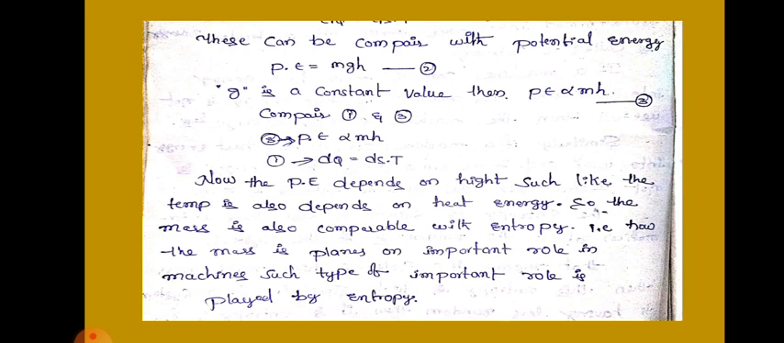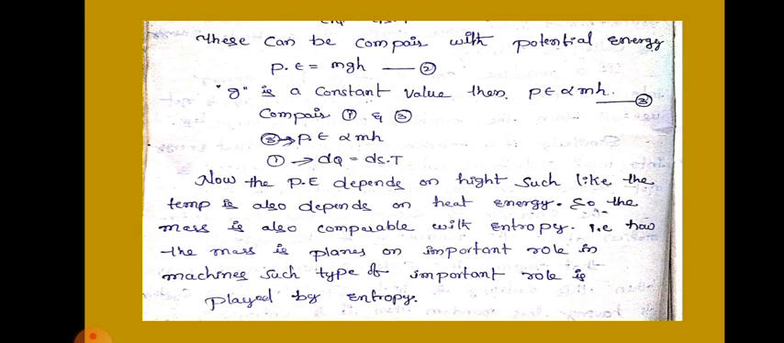So now the potential energy depends on the height, just like the temperature also depends on the heat energy. So the mass is also comparable with entropy. That is how the mass plays an important role in mechanics. Such an important role is played by the entropy. So this is the concept of the physical significance of entropy.